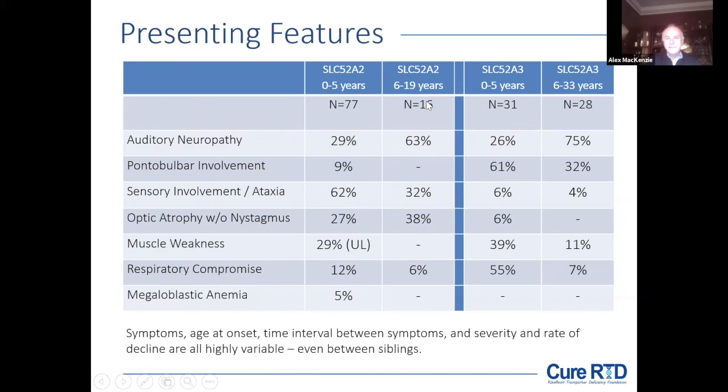When you look at the presenting features, there's a bit of a disconnect insofar as hearing is concerned. It presents more after the age of 6, with about a third or a quarter doing it before the age of 5. Pontobulbar involvement primarily in type 3, and conversely, sensory involvement and ataxia more in type 2. Respiratory compromise in both, more severe in type 3, and there's a megaloblastic anemia that Keith has found that presents in type 2. Interestingly, there's sibling splitting, and therefore there might be genetic modifiers. So you have identical genotypes and quite profound phenotypic differences.